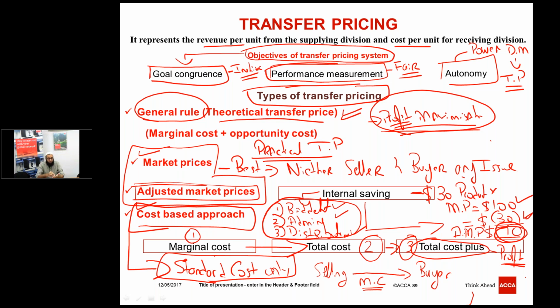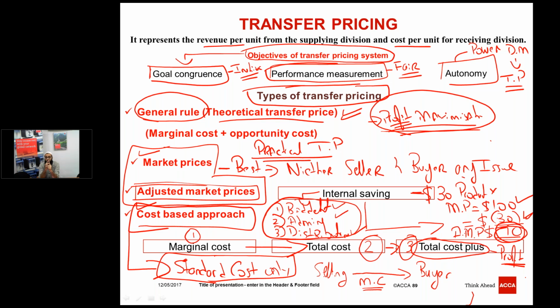But if nothing is mentioned as regards the general rule, try to find out the indication, and that was profit maximization. I've tried my best to make this easy for you. When it is profit maximization and you have to use the general rule, you need to remember three things. What were those three things? The seller's perspective, the buyer's perspective, and the group's perspective.